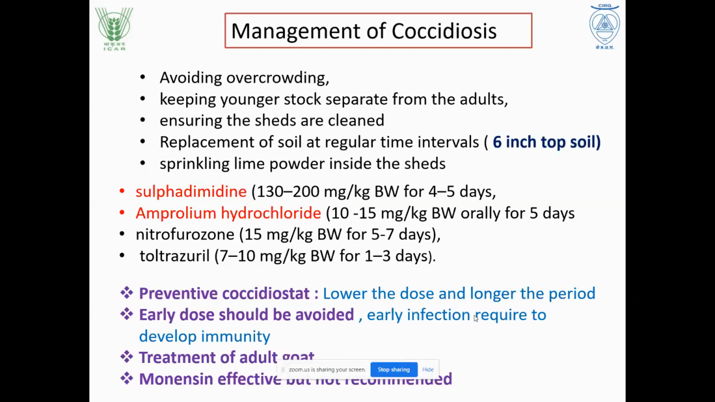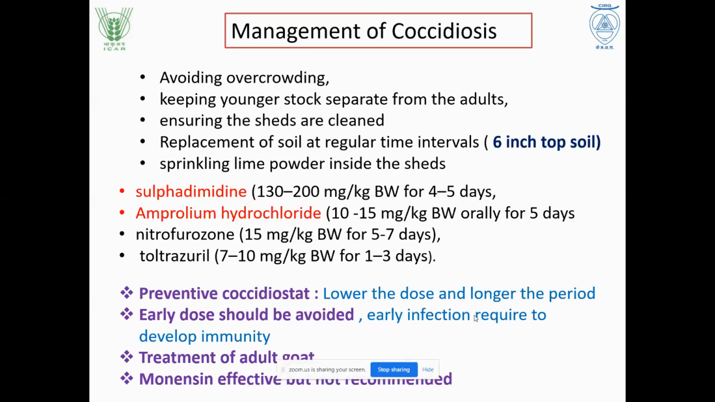It is a better approach at intervals of 3 to 4 months, especially when farmers are keeping the animals on a kacha floor. The top 6 inches of infected soil can be replaced with new soil. So it means you are eliminating the infection. Sprinkling lime powder inside the shed can also control the infection.